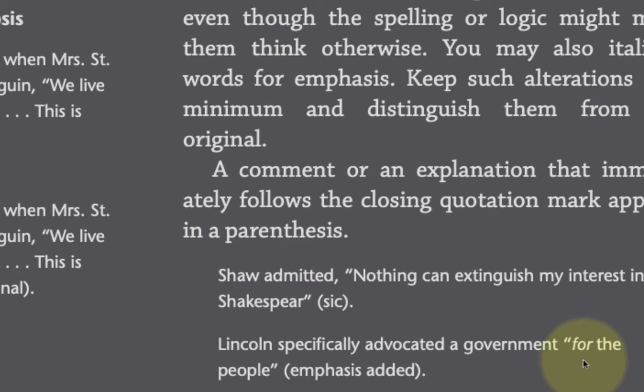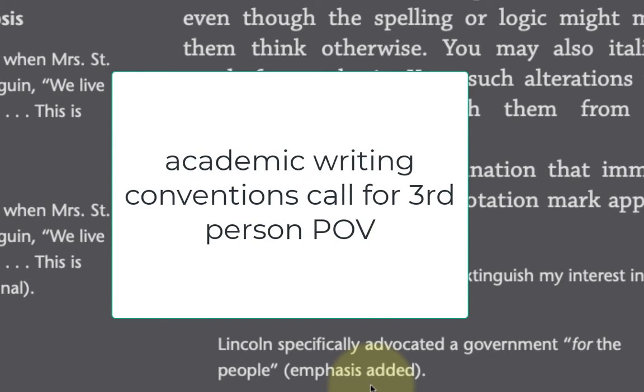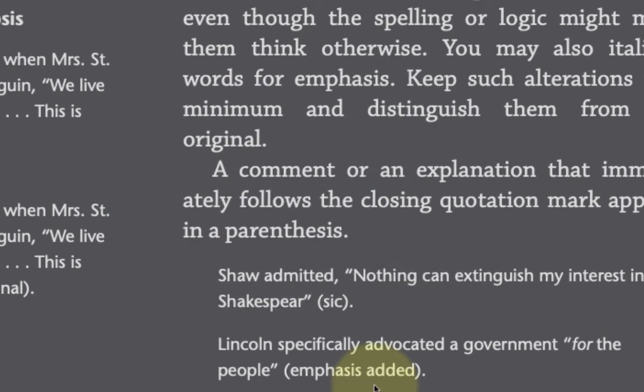In this case, it is an error, the misspelled Shakespeare, and in this case, the only word emphasized here, which is italicized, is the word "for." You are letting your readers know that you added that emphasis. It didn't appear in the original source. Now, when you're doing this, be sure to use a phrase like this, emphasis added. Do not use the words "my emphasis" or "emphasis mine," because academic writing should be in third person point of view. So instead, use this phrase, emphasis added, and be sure to use parentheses.